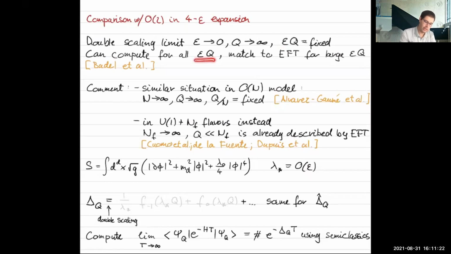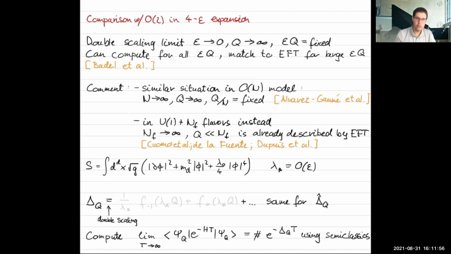And they showed that you can compute for all values of epsilon Q using semi-classics. At small epsilon Q, you can match diagrams. At large epsilon Q, you can match to the EFT. And a similar situation arises in the O(N) model, where you can do N to infinity, Q to infinity, their ratio fixed, as was shown by Alvarez-Gaume and Susanne and Domenico.